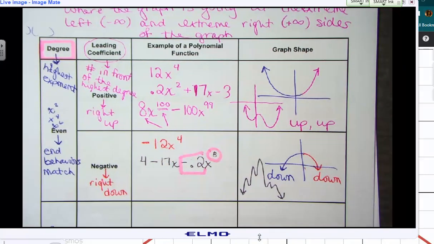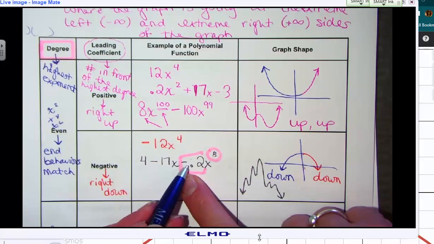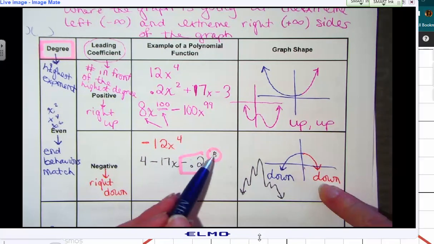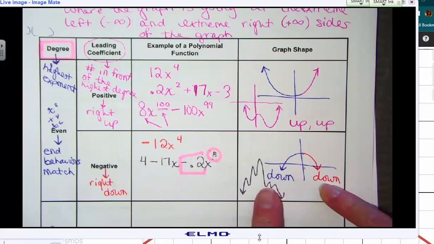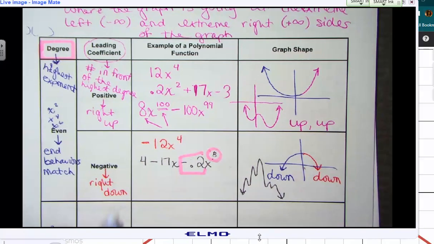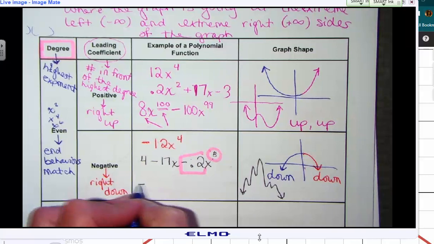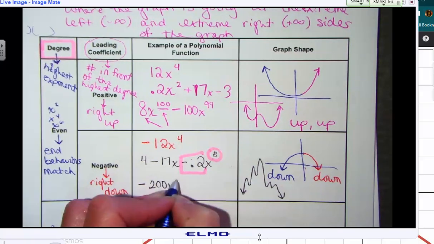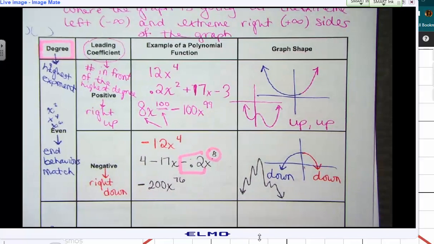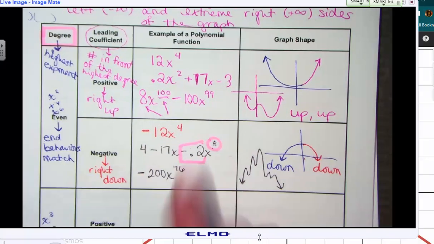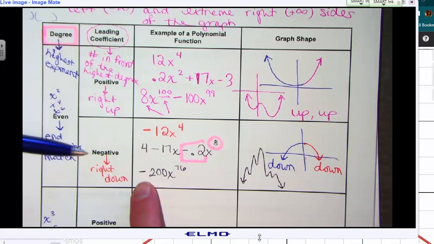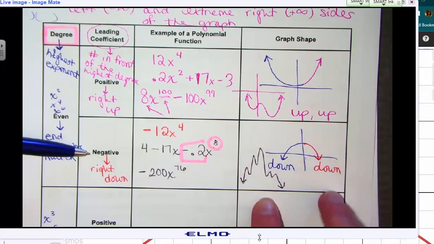So these are the two things that matter right here. There's a negative sign in front of the leading coefficient that tells me down on the right. It's an even degree that tells me the left side's going to match. Okay. So we could write lots of different polynomial functions, different equations that would match it, but we're always thinking even degree, negative leading coefficient, down, down end behavior.